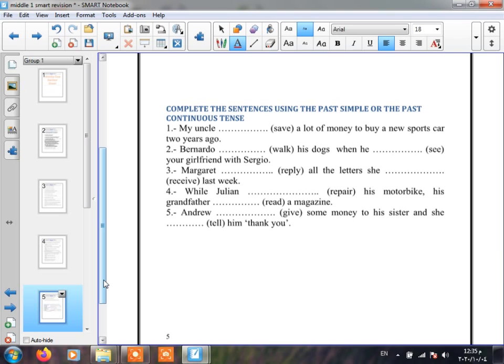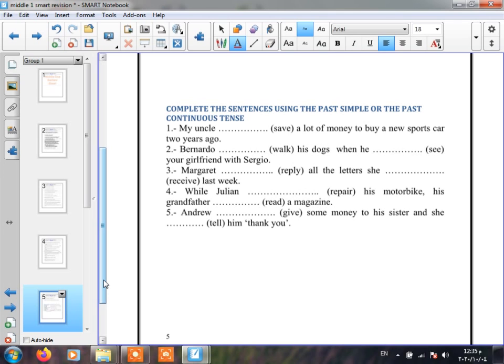Let's answer this page. Complete the sentences using the past simple or the past continuous. Let me remind you quickly that we use the past simple to describe an action that happened, started, and finished in the past without any effect now in the present time, or to describe a series of events like a story. And the past continuous is used to describe an action that happened or was happening in the past at a specific time, and this action took some time. Like I was playing football yesterday at 7. Okay, I have to mention a specific time.